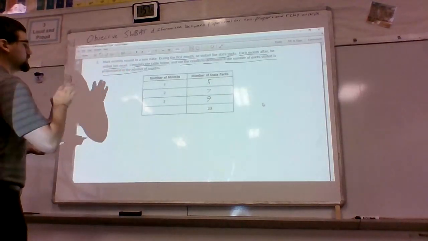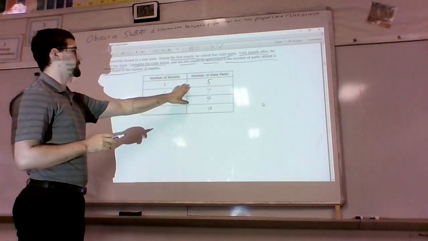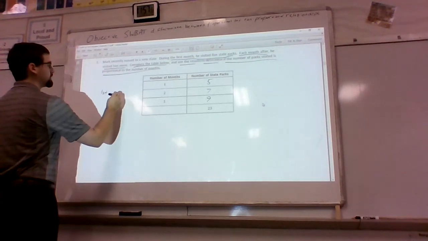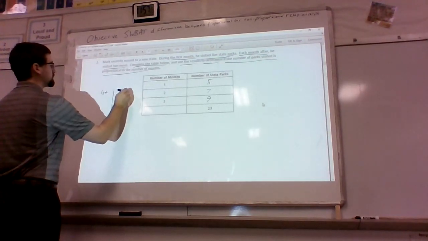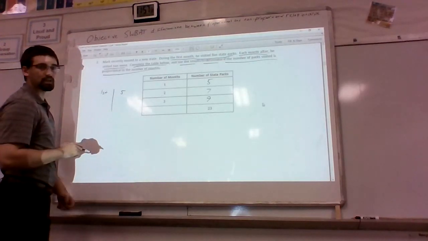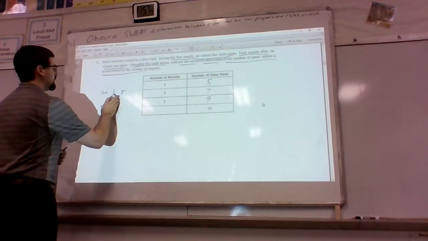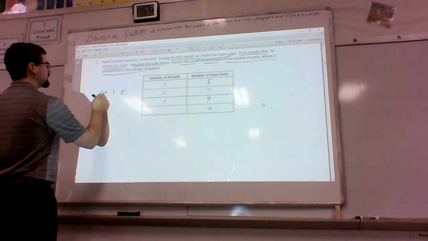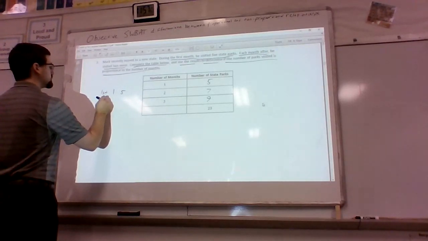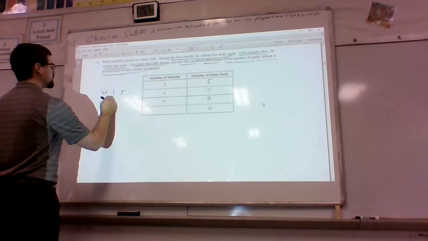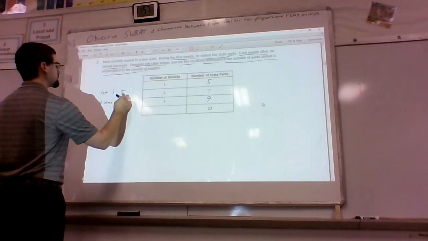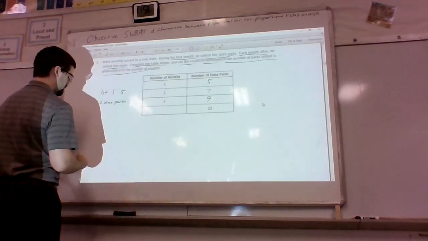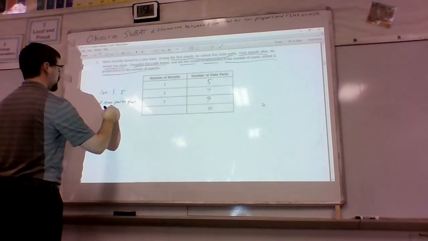Okay, so number of months and the number of state parks. So in the first month, he went to 5 state parks. Every month after that, then a rate starts, right? Then after that first one, he visited 2 state parks per 1 month.